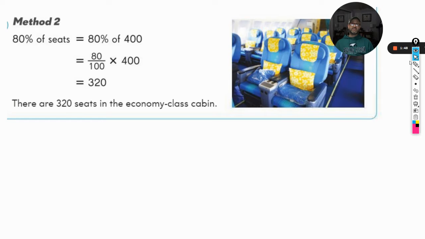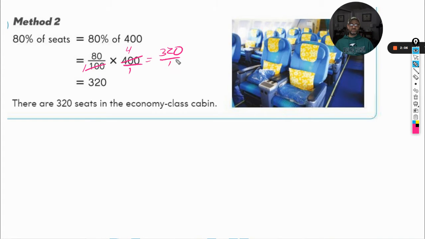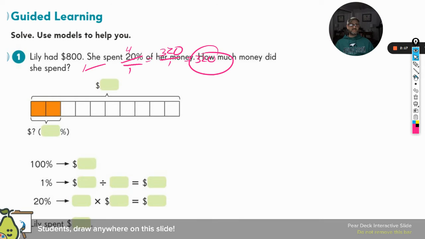Or you could do 80% of 400, or 80/100ths of 400. This is what I would do. Put a 1 there. Remember, you can cross simplify. 400 divided by 100 is 4. 100 divided by 100 is 1. 80 times 4 is 320 over 1. You get 320. Boom. How convenient. Method 2 gets my vote. That bar model mess wasn't happening for me.